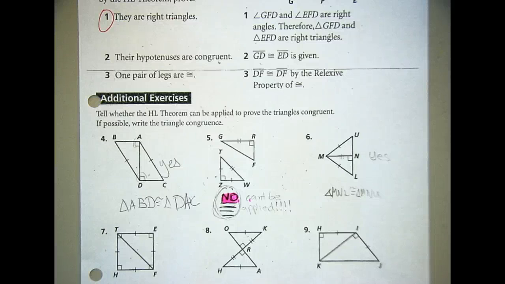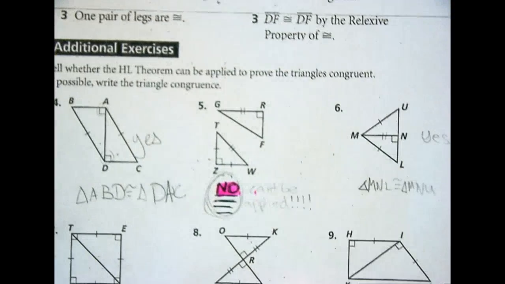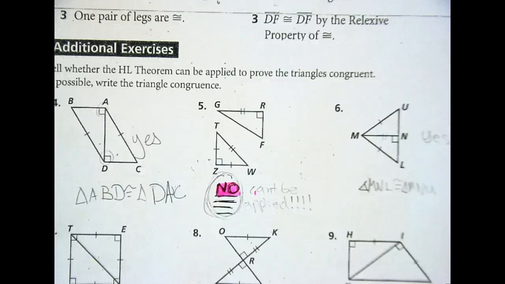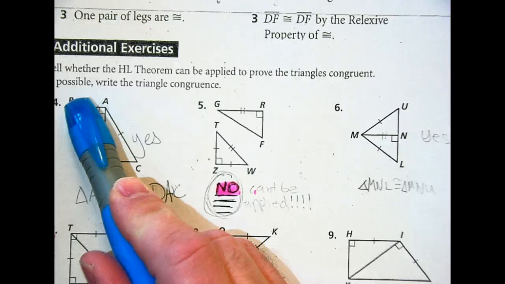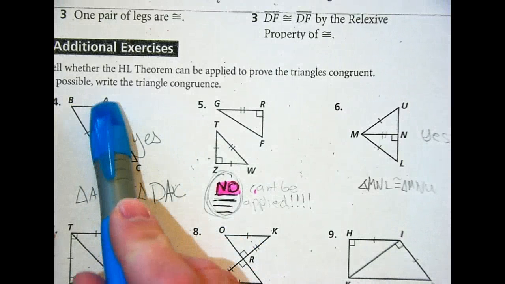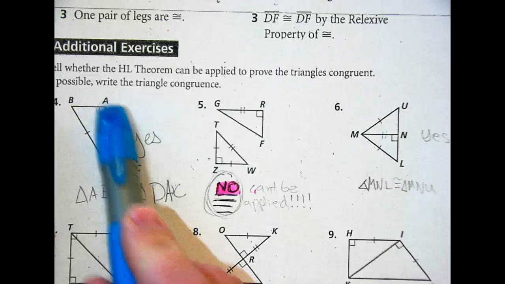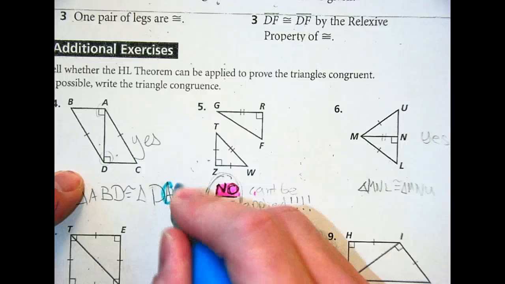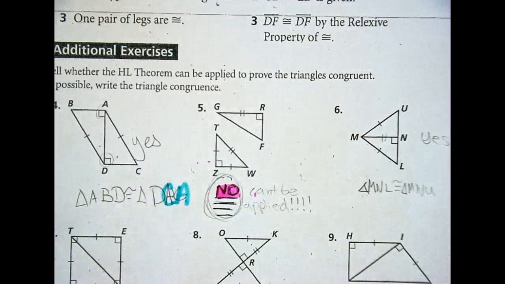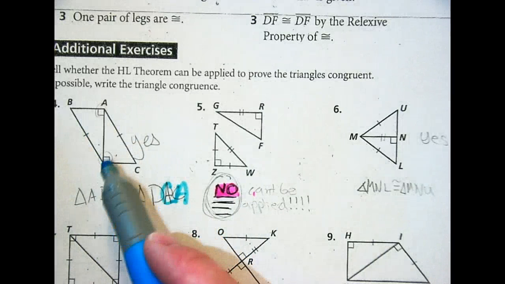Let's check 4, 5, and 6. We have number 4, we have DAC. Notice Maddie switched it up here. We have A to B to D, so we'd have to go from right angle to short side. That means we should actually have DCA here, making sure we have it in the correct order. But yes, we have a right triangle, we have hypotenuse, and we have a leg with the reflexive property.